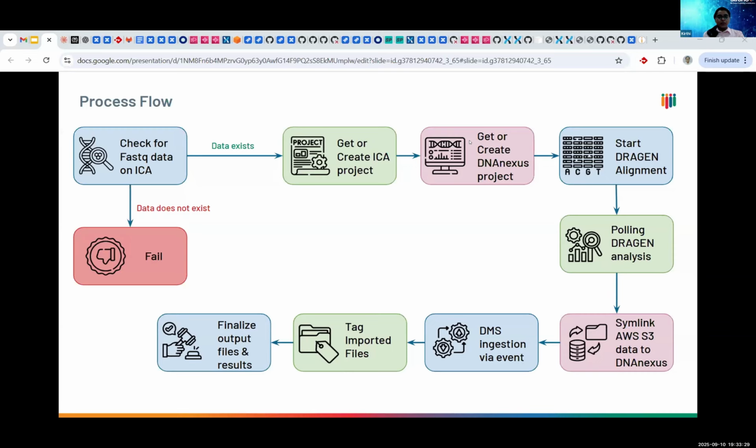Those files are now tagged so that they can be used by any further downstream tools or analysis and can be easy to locate. And then we finalize these outputs and give them as results.